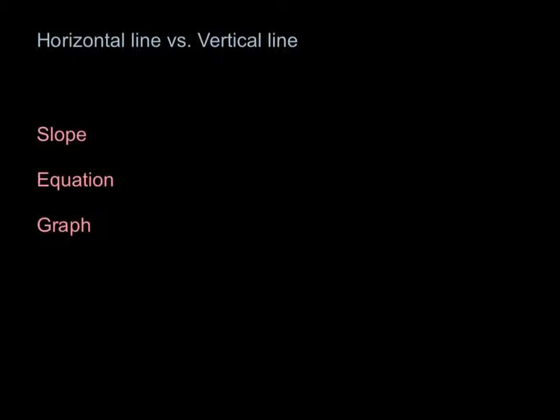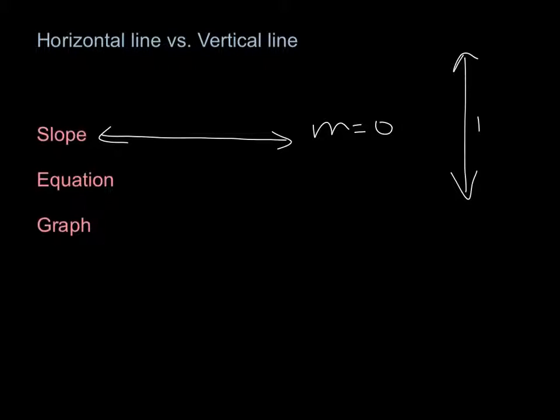So let's talk about horizontal lines and vertical lines. First of all, the slope is different between the two. A horizontal line is a flat line, and the slope is 0. A vertical line looks like this, and the slope is undefined. The equation of a horizontal line is y equals some number. So for example, y equals 4. The equation of a vertical line is x equals some number, like x equals negative 2.